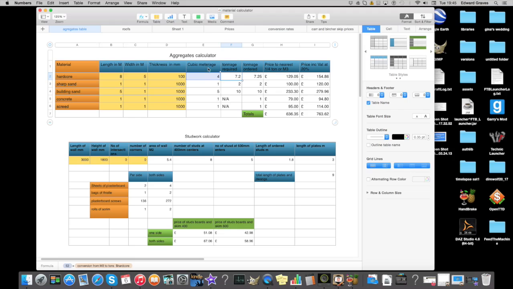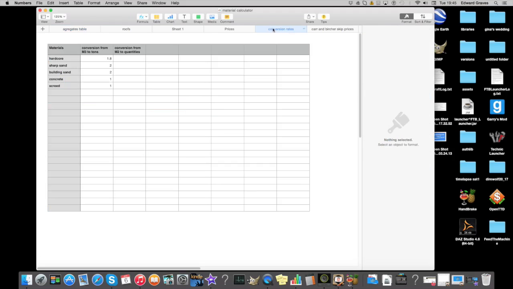Right. Tonnage required. This is where it gets slightly more complicated. It's E2, what we've just worked out to be the cubic meterage, times the conversion from M3 to tons for hardcore. Conversion rates are another page I put in here. Hardcore, conversion from metre cube to tons. It takes roughly, and you can find this out on Source for Me, I'm not giving away any secrets here, 1.8 tonnes of hardcore to fill up a cubic metre. It just does. Sometimes it's a bit more, sometimes a bit less, depends how much it weighs, depends how wet it is, but roughly.